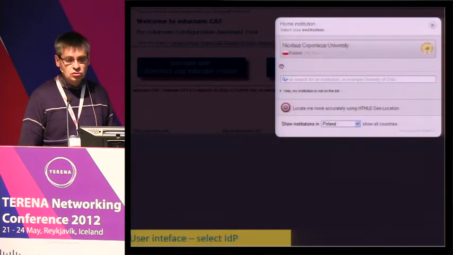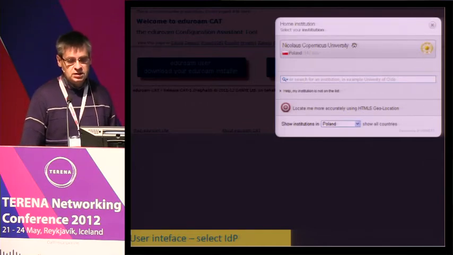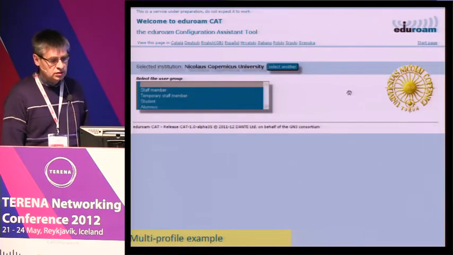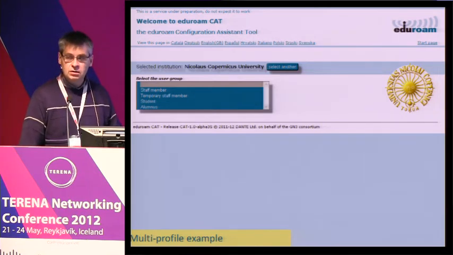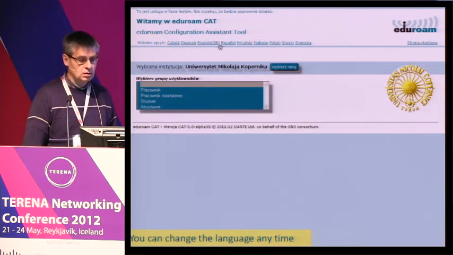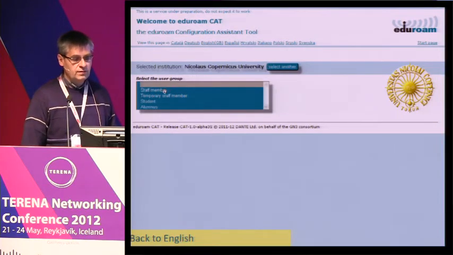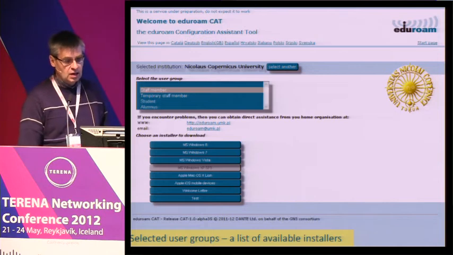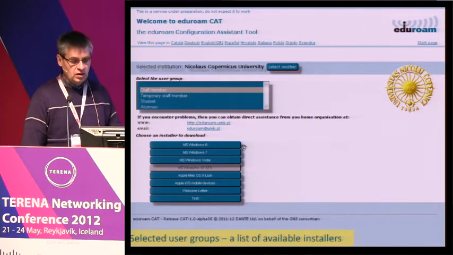So let's start with the user experience. The user will get a Disco Juice screen to pick his institution. Hopefully it should be on his list. And then there is this screen of choice. In this particular case, there are some user groups that the user needs to find himself in. As I mentioned, the interface is internationalized, so you could switch to another language, Polish in this case, and we can go back to English. And then if the user clicks a user group, then he gets the list of devices for which the installers are available.